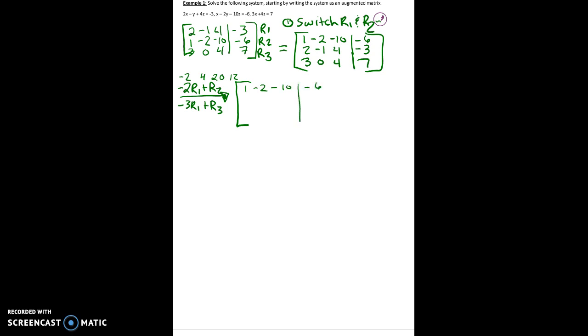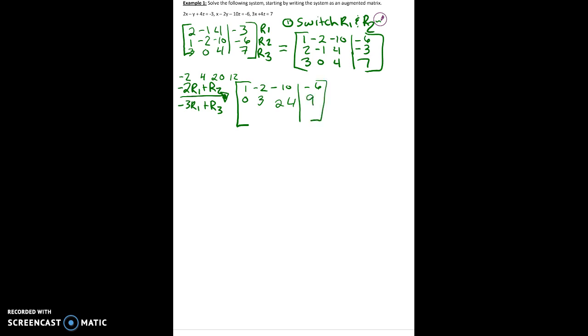Now, when I do my addition, negative 2 row 1 plus row 2, here's my negative 2 row 1. So that's what I'm going to be adding over here to my row 2. So 2 plus negative 2 is 0. Negative 1 plus 4 is 3. 4 plus 20 is 24. And positive 12 and negative 3 make 9.